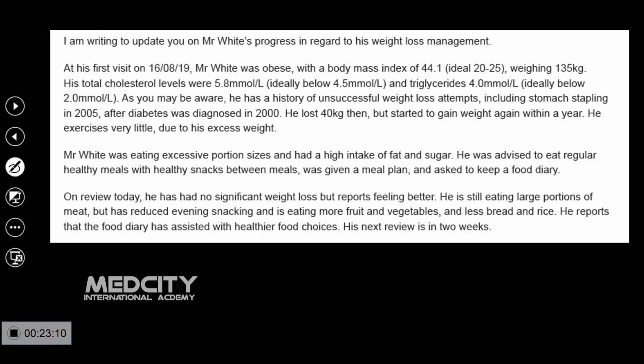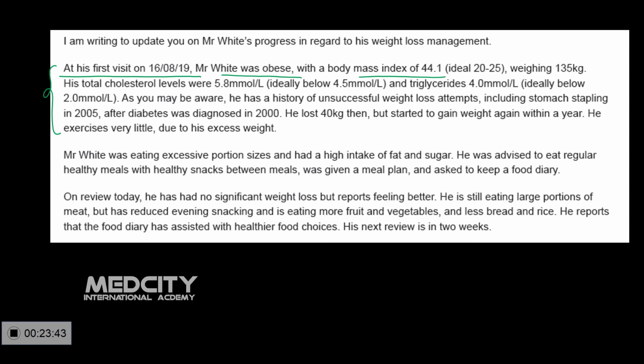So, probably this is a letter, maybe from a doctor, whatever. That really does not matter. What I am trying to express is whatever the profession be, these three elements of the concepts of writing a paragraph remain more or less the same. At his first visit on, Mr. White was obese, with a body mass. So, we have an idea about it. This is about his initial condition.